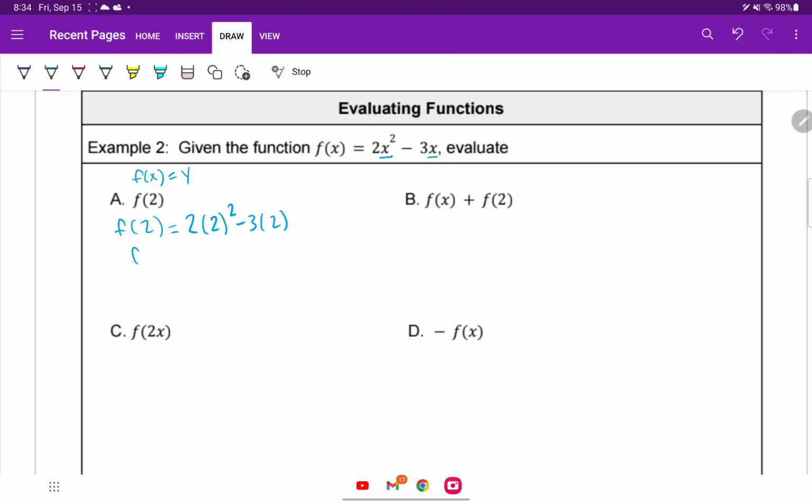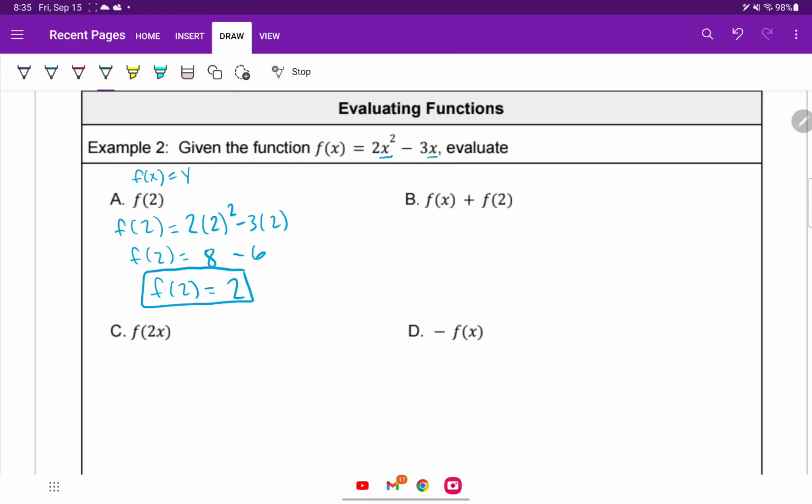And over here, we're going to work it out, and we get that 2 times 2 squared is 8 minus 6, and last but not least, f of 2 is equal to 2. So our y output value is 2.